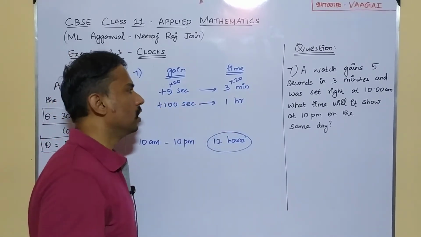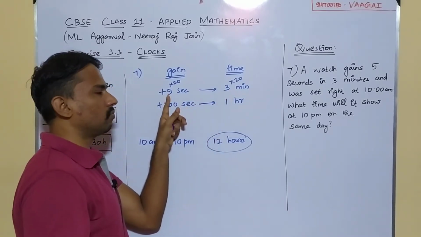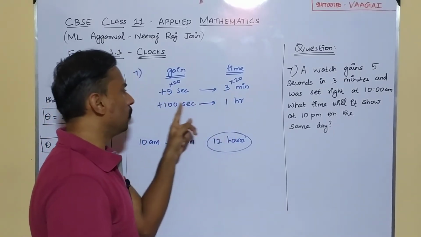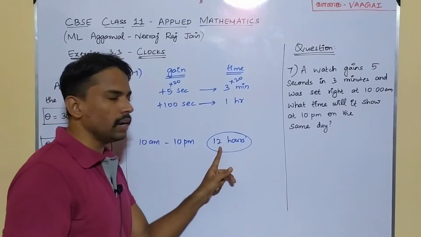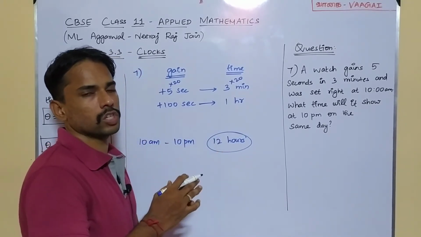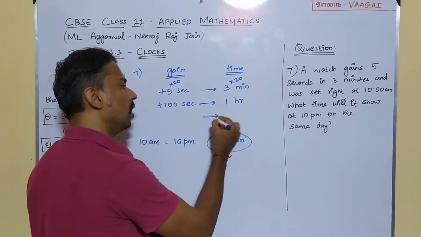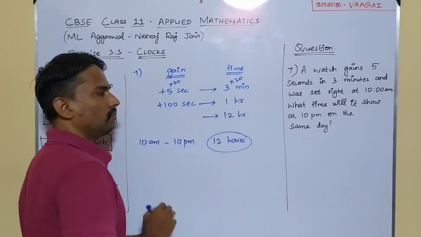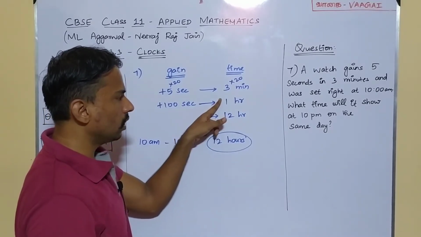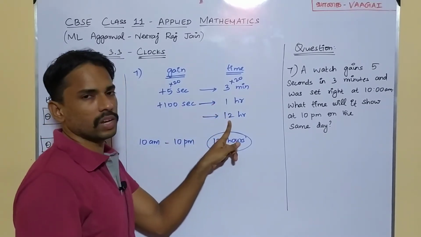That we got it. Okay, so in 3 minutes, if it is going to gain 5 seconds, then in 1 hour it will definitely be gaining 100 seconds. Okay, fine. But what do we need here? We have a time duration of 12 hours. So in 12 hours, just one more step. In 12 hours, how much time it will gain, that we have to calculate, right? 1 hour we got it, so 12 hours we need to do it, right?